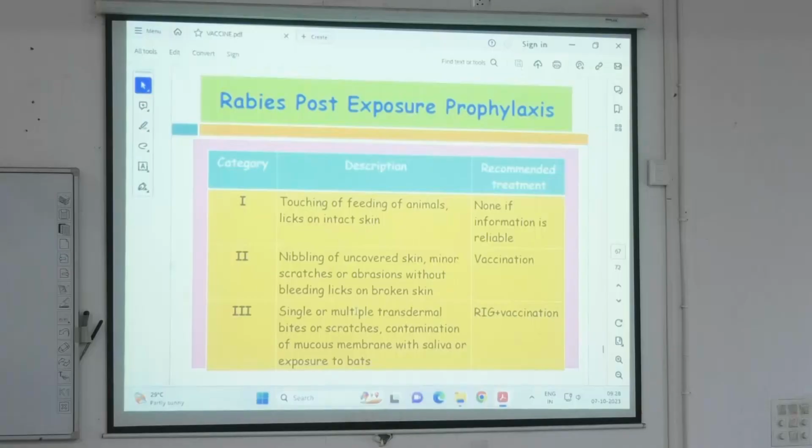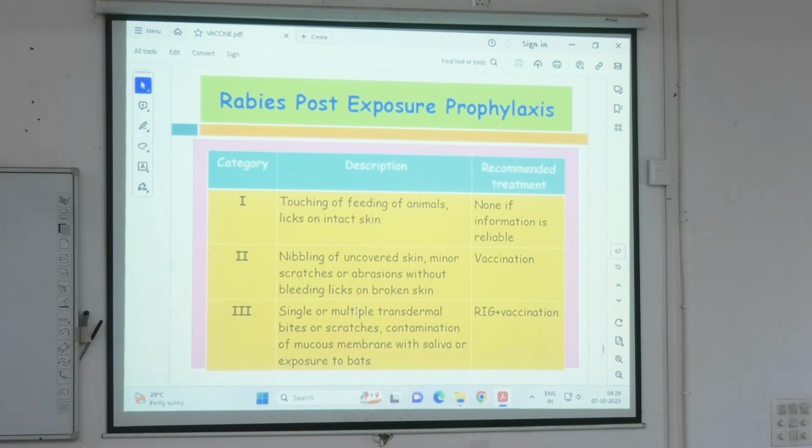Very important. What I was telling just now, that category of wound, very important. Okay. Touching or feeding animals, licks on intact skin. Skin is intact. No vaccine is required. But nibbling of uncovered skin, some infection has happened. Okay, that is abraded. Minor scratches or abrasions without bleeding, licks on broken skin. Bleeding na holeo cholbe. Jodi abraded skin thake tate licking hoy, give vaccination.